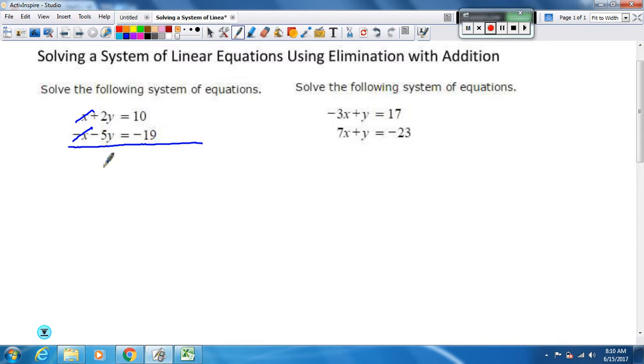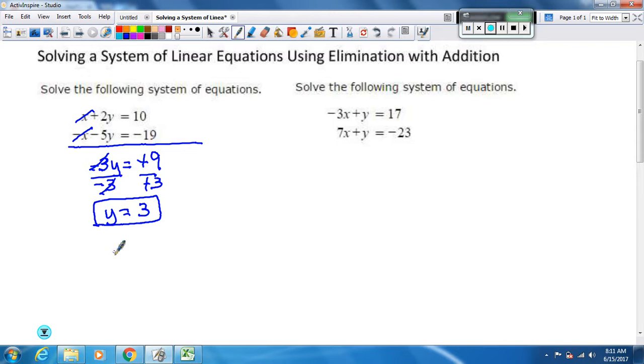So 2y take away 5y is a negative 3y. You bring down your equal sign, and 10 take away 19 is a negative 9. So you divide both sides by negative 3. Top cancels with bottom, y equals top negative cancels with bottom negative, and 9 divided by 3 is 3. So you're going to have two answers for each one of these, one for x and one for y. And you just found your answer for y equals 3.